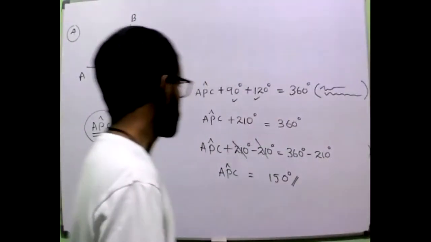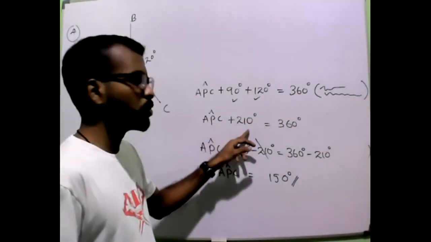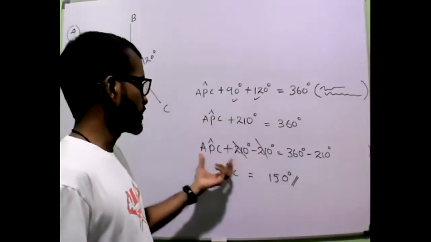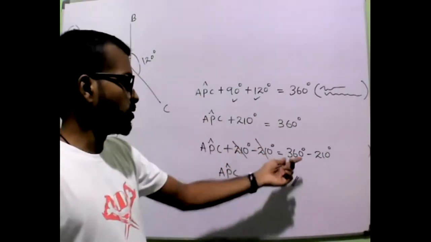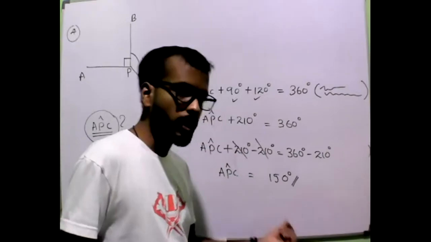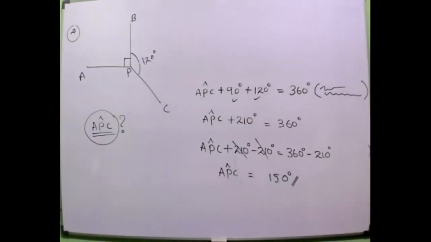Okay. So this is how we are going to find it. APC angle plus 210 equals 360. This is how we are going to simplify it. Finally, APC angle is equal to 150. Right, so that's all. And let's go for finding another one.